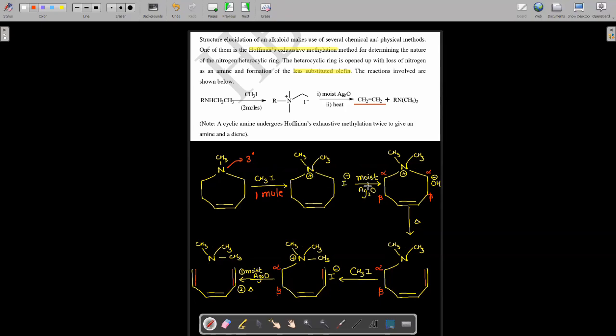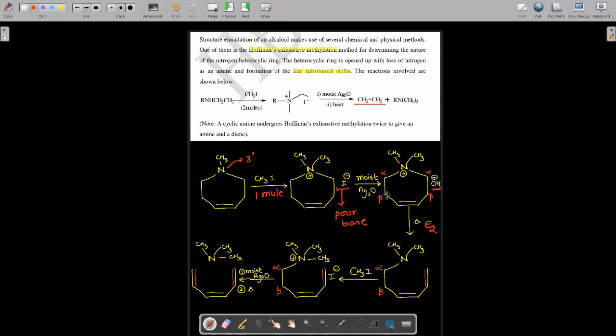Now why do we exchange with moist Ag2O? Because this I minus is a very poor base and the reaction we want to carry out in this heating step is E2, and for E2 you need a strong base. So we replaced this weak base I minus with a strong base OH minus. Then we can heat and cause the E2 reaction. So once it is heated, you have to mark the carbons on both sides of the quaternary nitrogen as alpha carbons. Mark the next carbons as beta.